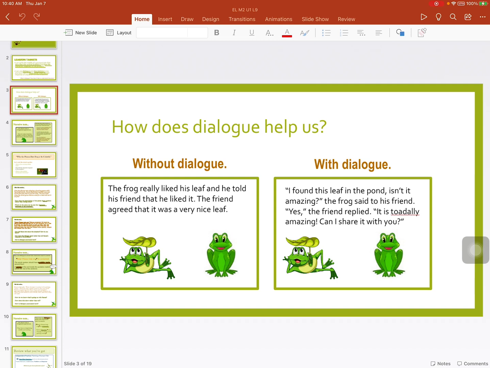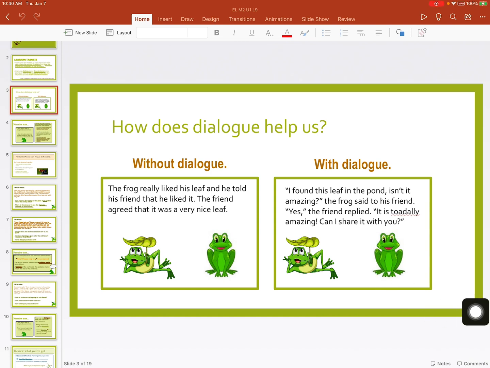So if we look at this first box, this is without dialogue. Follow along as I read it aloud. The frog really liked his leaf, and he told his friend that he liked it. The friend agreed that it was a very nice leaf. Okay, that's a fine story, but now let's look at it with the dialogue in this box.